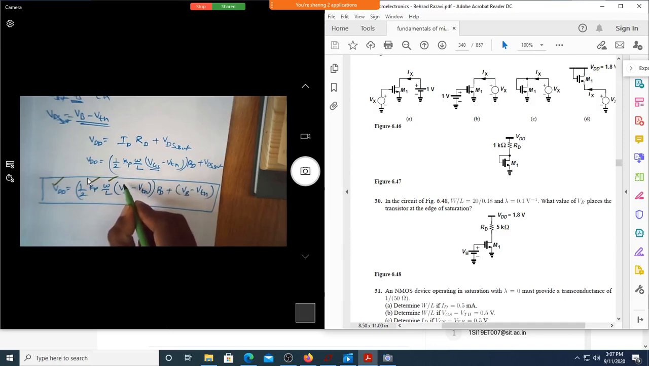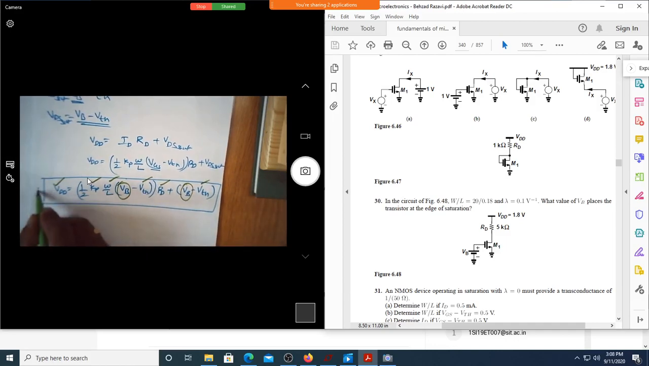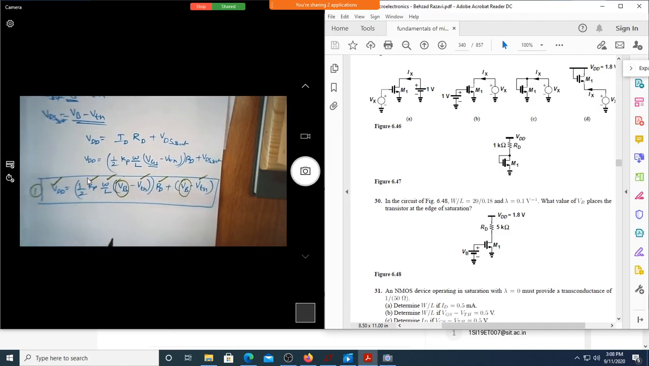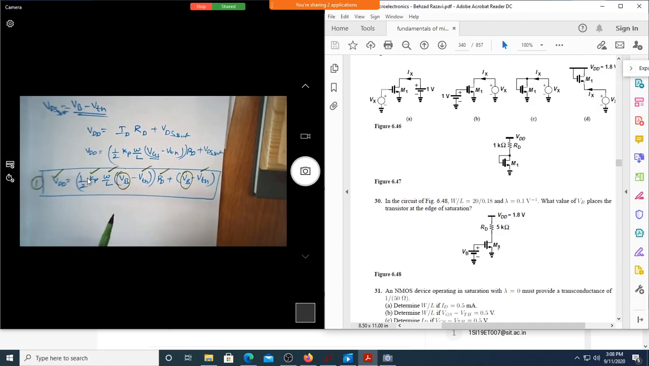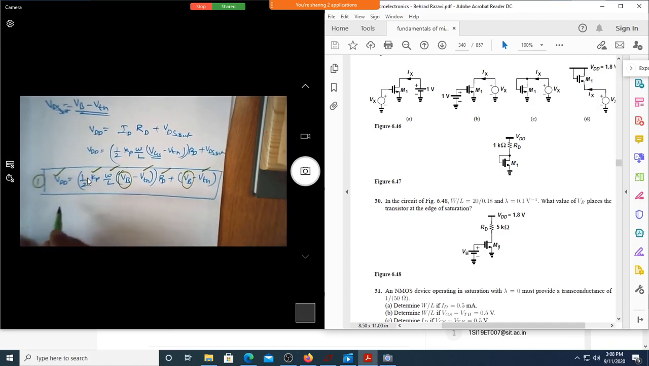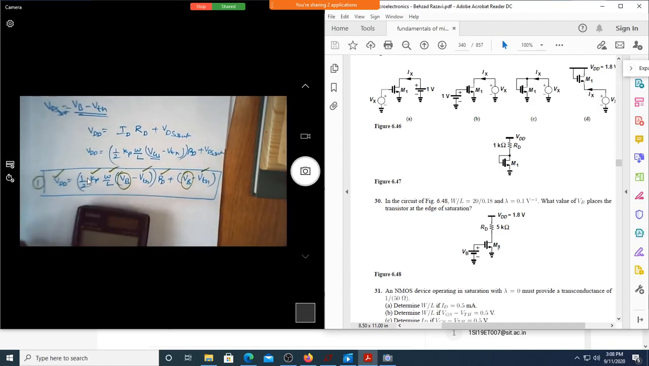VB we don't know, sir. VB is the one which is unknown. VTH we know. RD we know. Again VB is unknown. So do we know that? Yes, sir. Okay, you have one equation and there is only one unknown? Yes, sir. Can we find it now? Yes, sir. Start doing it. Use the calculator.